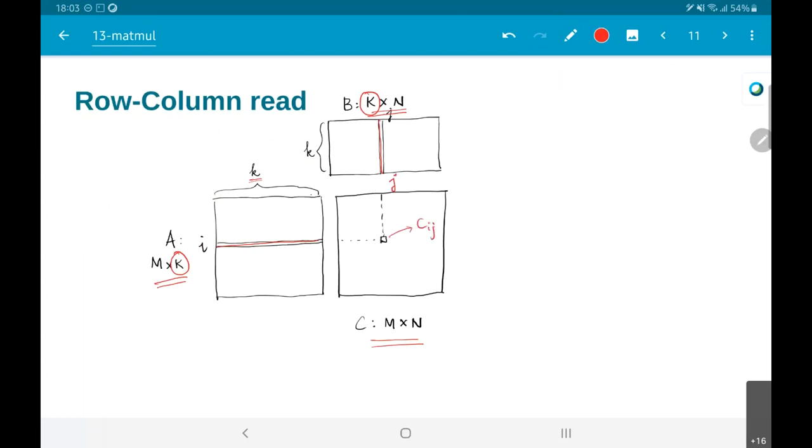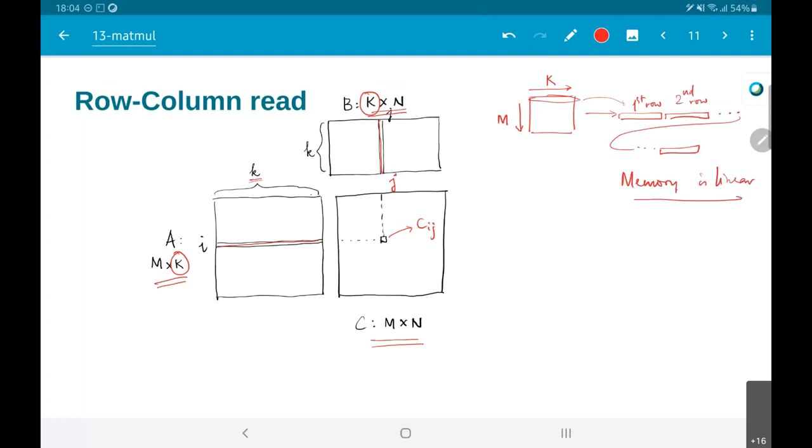Now let's think briefly about how matrices are stored in memory. Typically, if this is a two-dimensional matrix with M rows and K columns, the way it would get stored into memory would be: I take the first row, then the second row, and the third row, and so on. After all, memory is linear. It does not have a two-dimensional structure naturally. All that I have is a continuous sequence of memory locations into which I can write data.